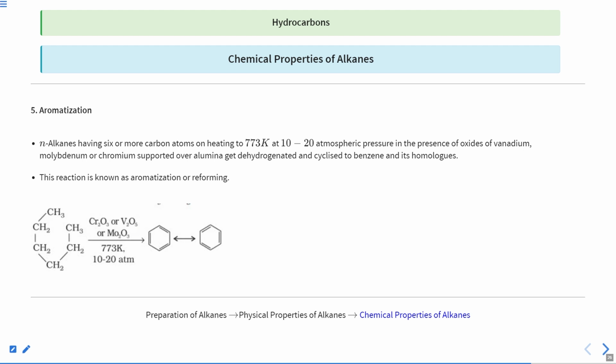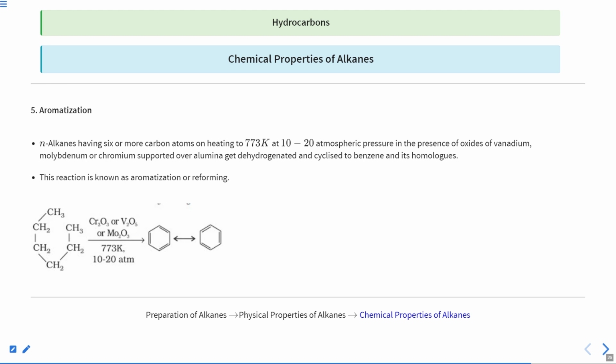If you think about it in degrees Celsius, how much would it be? We subtract 273 and we get 500 degrees Celsius. So you can think of how high the temperature would be there. Now at very high pressure, 10 to 20 atm, so it is 10 to 20 times the atmospheric pressure. And in the presence of molybdenum oxide, chromium oxide or vanadium oxide, you can take any of these three oxides, and under these conditions the hexane cyclizes and gives us an aromatic ring. So this is called aromatization or reforming.